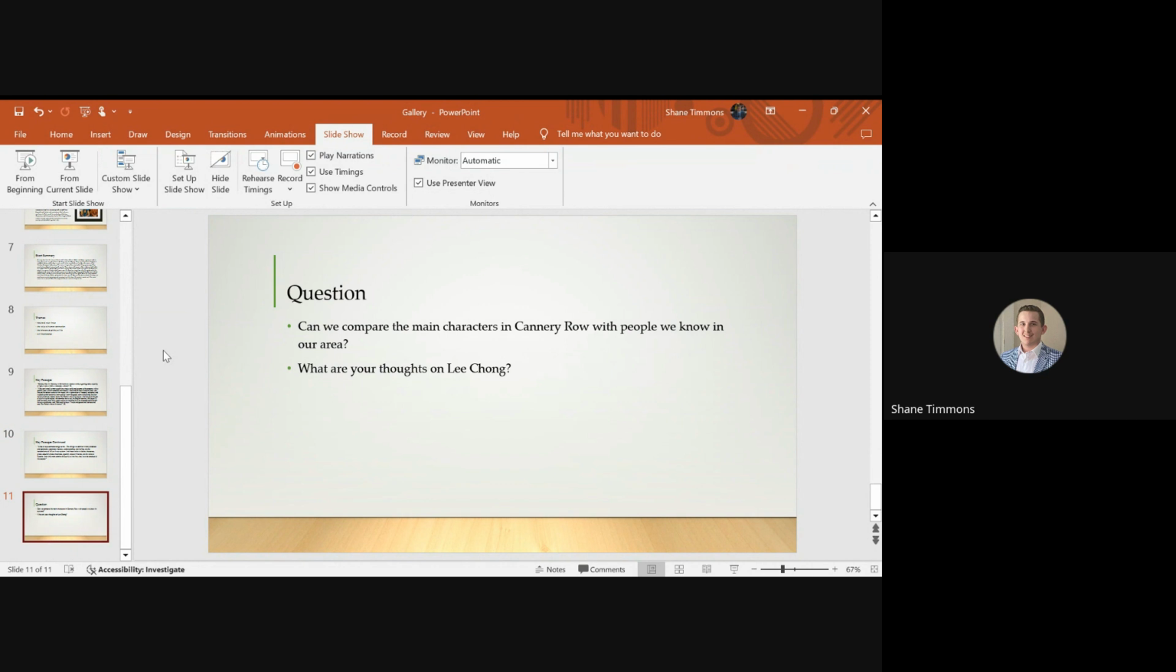All right, so I have two simple questions, but I feel like they can lead into some pretty good discussion. First one, can we compare the main characters in Cannery Row with people we know in our area? And the second one, what are your thoughts on Lee Chong? All right, so going back to the first question there, do you feel like these characters are pretty similar to people that we may know here?